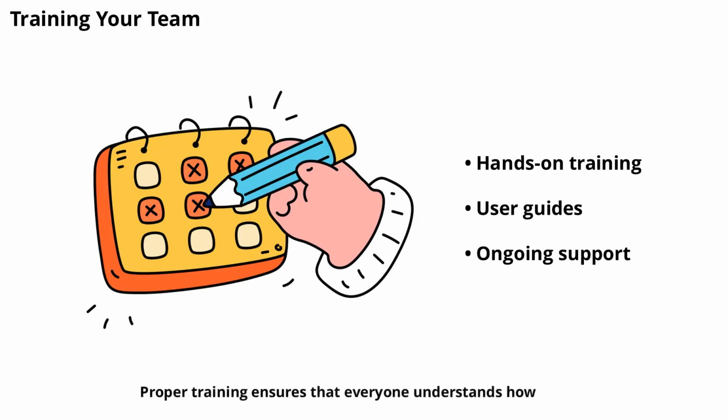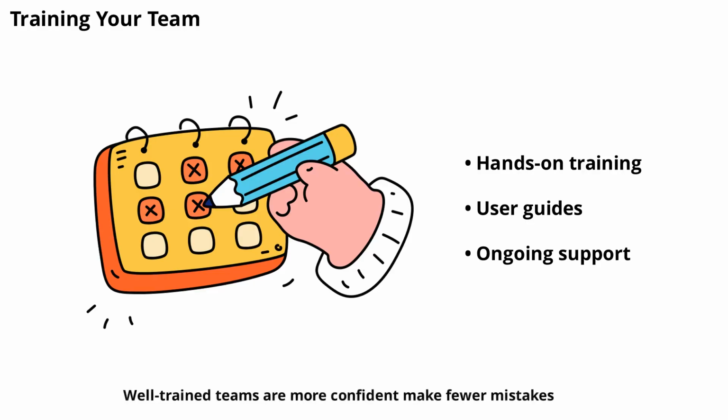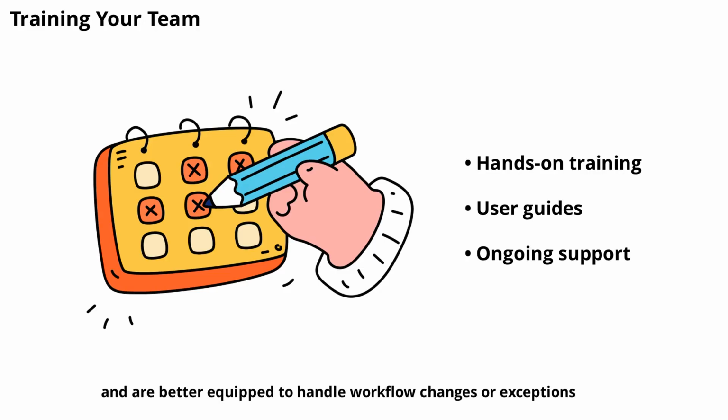Proper training ensures that everyone understands how to use the workflow and automation tools. Provide hands-on training sessions, create user guides, and offer ongoing support as needed. Encourage team members to ask questions and share best practices. Well-trained teams are more confident, make fewer mistakes, and are better equipped to handle workflow changes or exceptions.